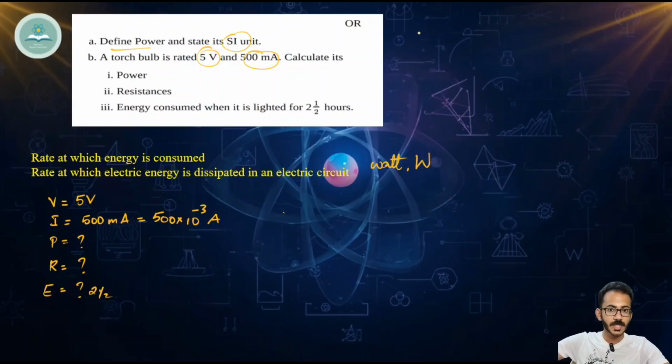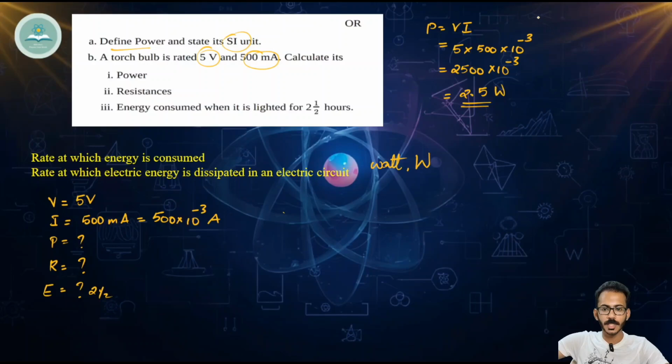Now we'll substitute the values in the equation. Equation is P is equal to V into I. That is equal to 5 into 500 into 10 raised to minus 3. So we will get the answer as 5 into 5 is 25, 0, 0 into 10 raised to minus 3. We are dividing with 1000 here, which means the 0 will jump towards the left side 3 times. We will get 2.5 watt. SI unit of power is watt.